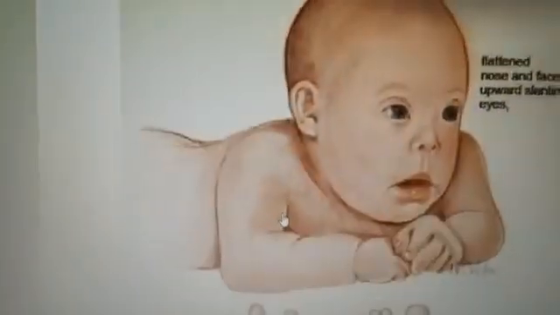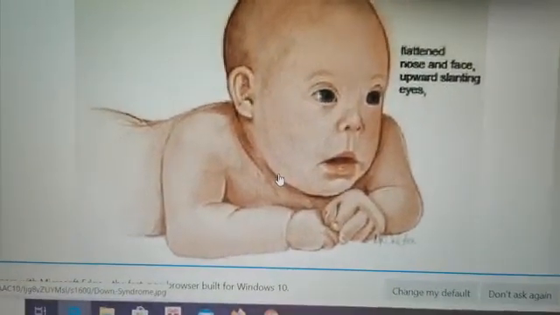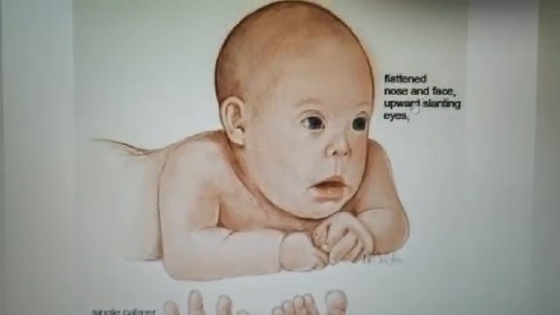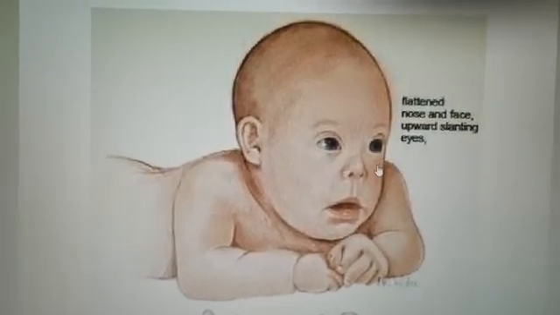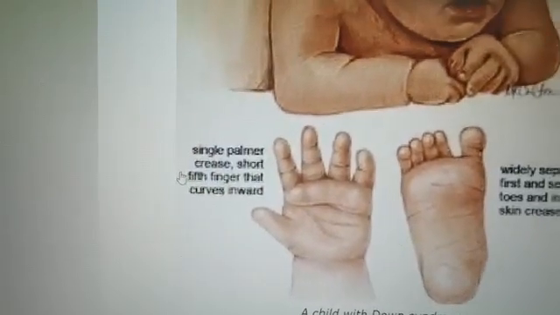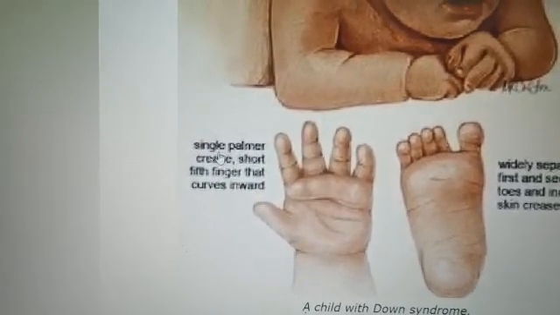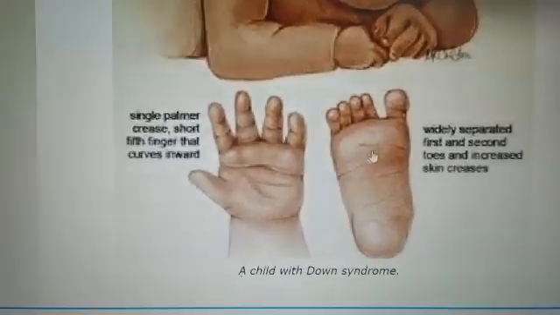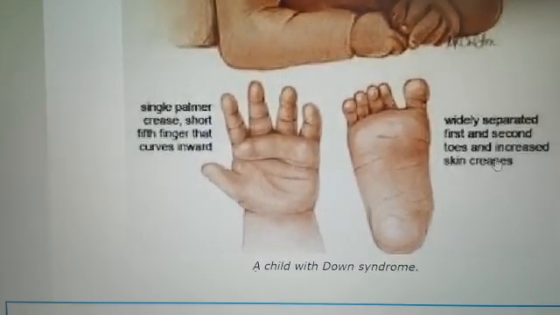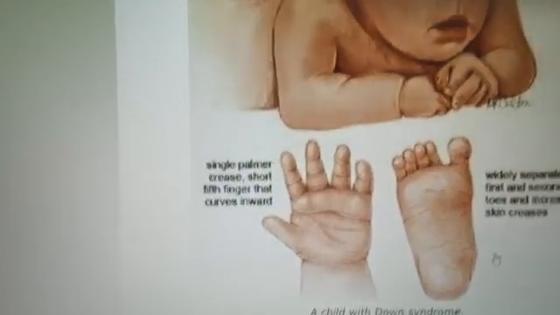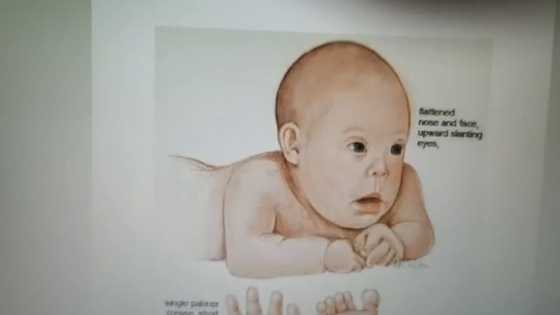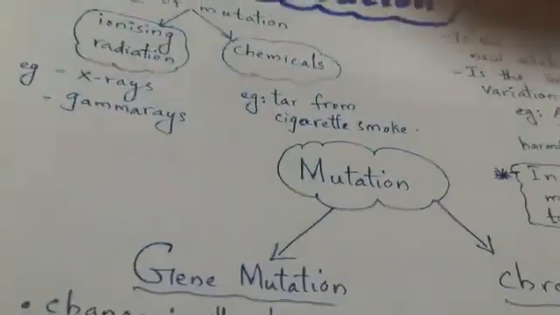And that baby looks like this. See, this is not looking like a normal baby. They have a flattened nose and face, upward slanting eyes, and you can see some other features here too: single palmar creases, a short fifth finger that curves inward, widely separated first and second toes, and increased skin creases. So this is the child with Down syndrome. This is the chromosome mutation example, Down syndrome.